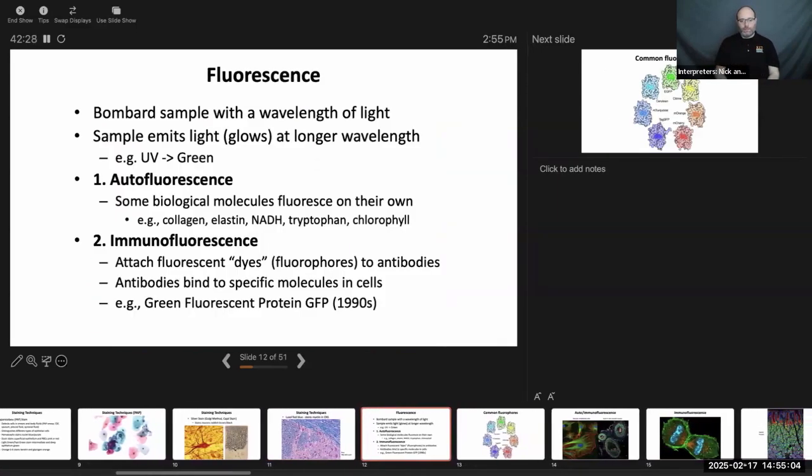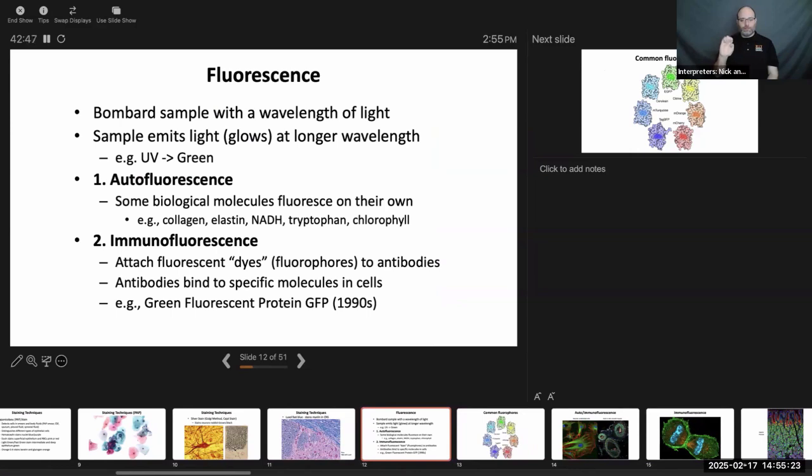Right, another way of enhancing light microscopy. So everything we just talked about is using stains to make things more visible in a light microscope image. Another way to make things more visible in light microscopy is to use the principle of fluorescence.